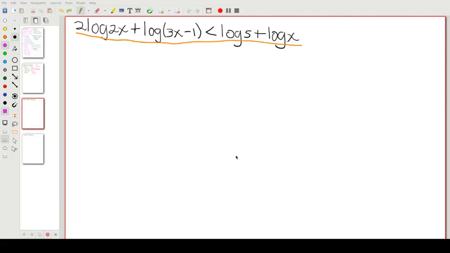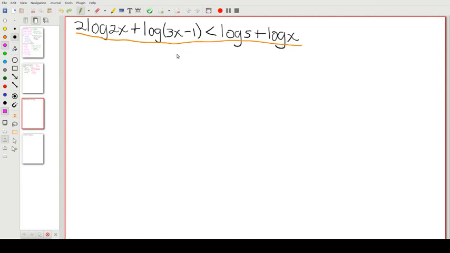Okay, in this video we'll be looking at some slightly more complicated logarithmic inequalities, and we'll start off with this one. A shout out to one of my students for sending me this one to try to solve. So what we have here is 2 log 2x plus log of 3x minus 1, all less than log 5 plus log x.